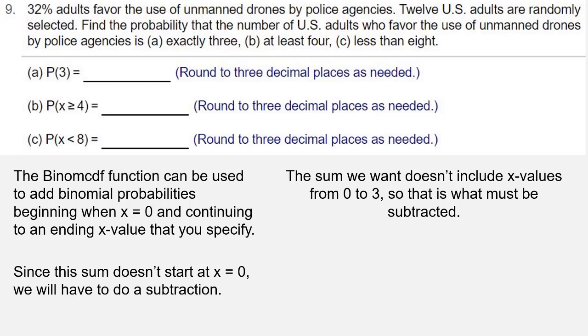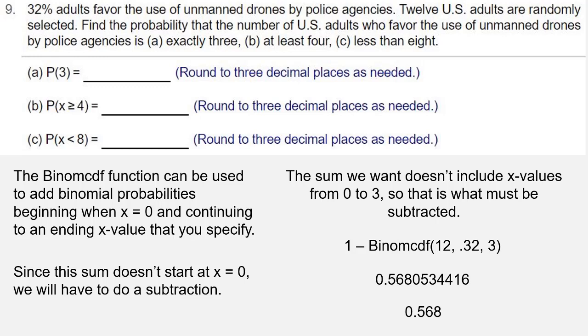And by subtracting that from 1, that's going to leave us with the probability of 4 and 5 and 6 all the way up to 12. So this is going to be 1 minus the binomial CDF of 12, 0.32, 3. So we're getting rid of the values from 0 to 3, which leave us the values from 4 to 12. And when we plug that into the calculator, we get 0.5680534416. Rounded to 3 decimal places is 0.568.